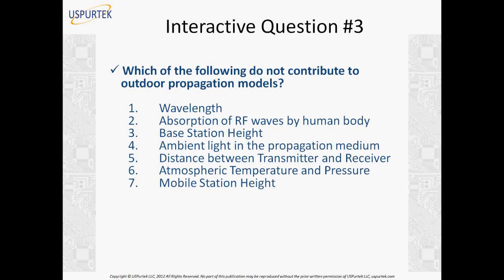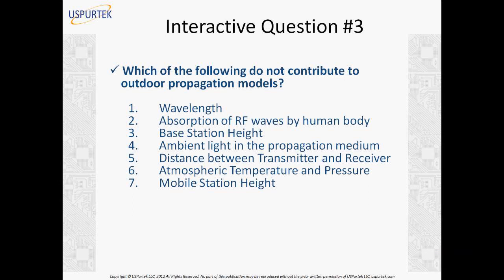Okay, before we do that, let's pause for a while and try to answer this question. Which of the following do not contribute to outdoor propagation models? Take a second. And so: wavelength, absorption of RF waves by human body, base station height, ambient light in the propagation medium, distance between transmitter and receiver, atmospheric temperature and pressure, mobile station height. So which ones do not contribute?